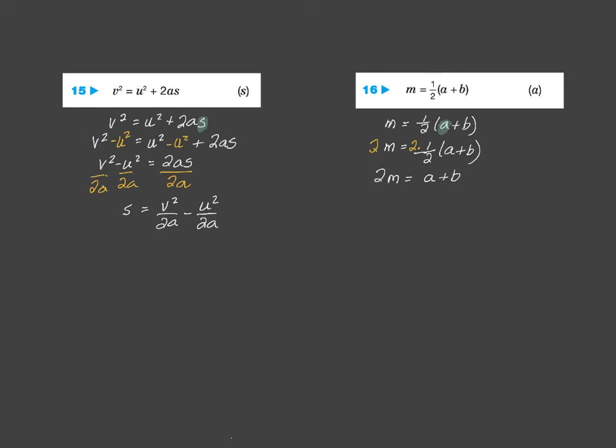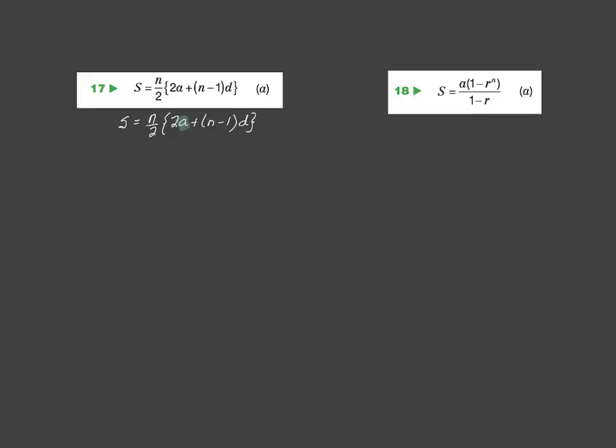I'm trying to get to the a, so I'm going to subtract b from both. Subtract b from the left and subtract b from the right. On the left, I have 2m minus b is equal to b minus b equals 0, so I have a, and then I'm going to write it with a as the subject. a is equal to 2m minus b.